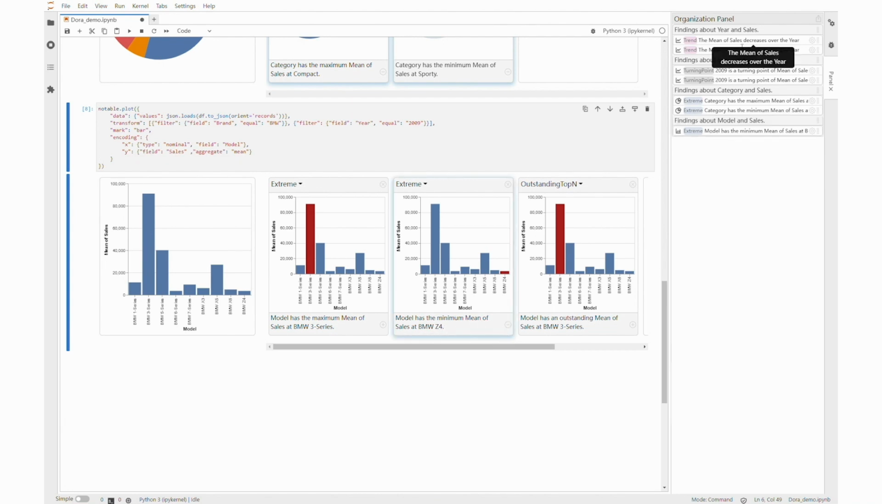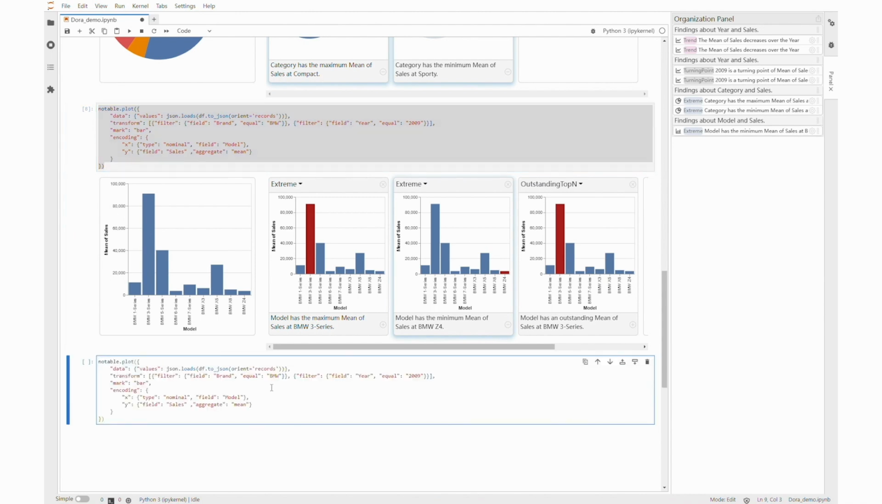Then she reads her story in the organization panel. She notices the arrangement of facts follows a drill-down pattern and feels satisfied. Furthermore, she comes up with a question. Do Z4's low sales lead to overall unsatisfactory sales?